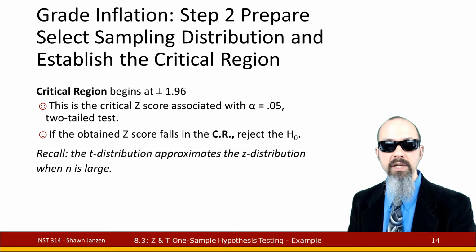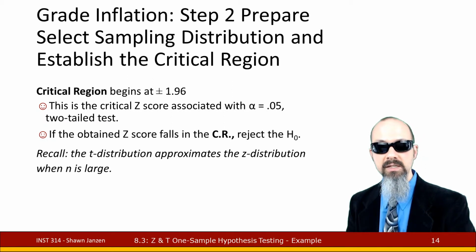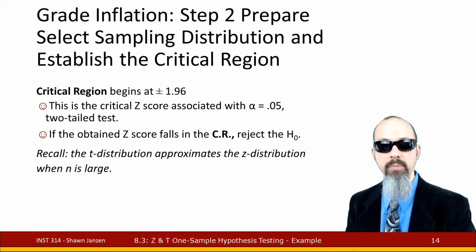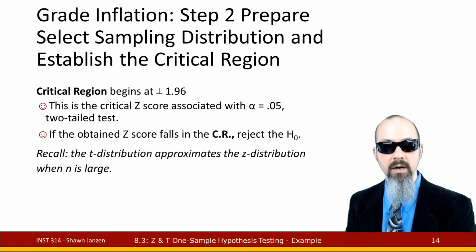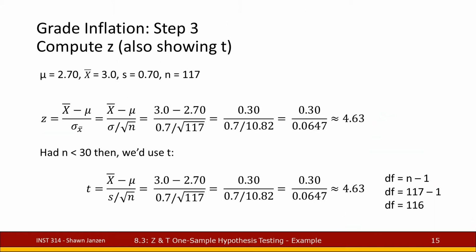Now, the critical region that we need to know for this, and we covered this in the previous video on critical regions, is that the z-score of a two-tailed test with an alpha of 0.05 corresponds to plus and minus 1.96. So if we get a z or a t score that is larger than our critical region, we will reject the null hypothesis. Let's go ahead and do the math here.